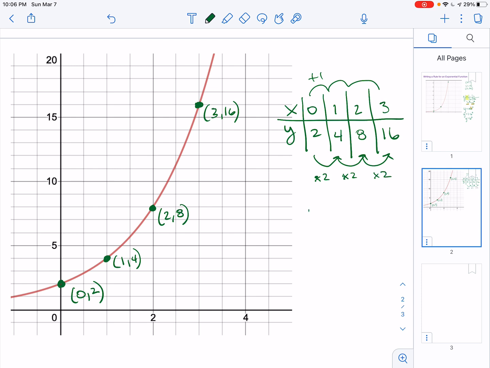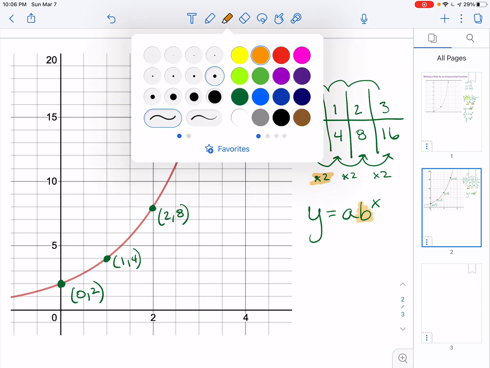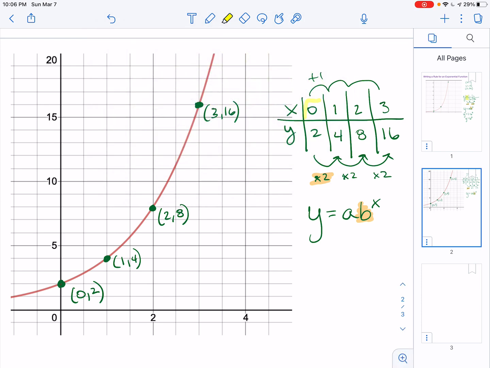So again, if my rule is y equals a times b to the x, we know that this number here is going to be my b value. I go back and look at where x is 0, what's my y? That's going to be my a value. So I'm going to say y equals 2 times 2 to the x. I hope this has been helpful.